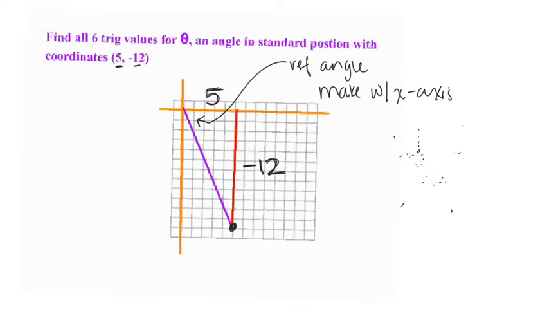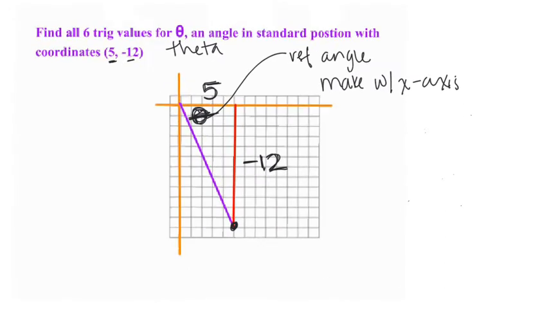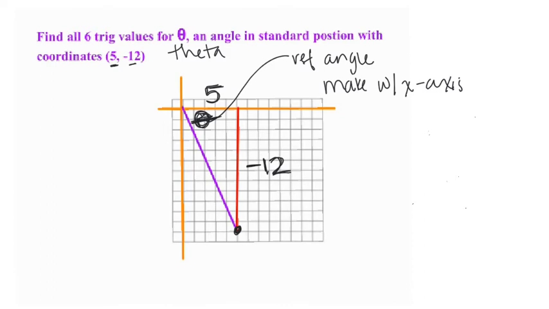I need a bigger eraser here. And we are going to find all 6 trig values for this angle theta, and we don't need to know the angle theta to make this work. So this is your angle theta in here. It's the one that makes the reference angle. Remember, that word is theta. The first thing we need to do is find the length of the hypotenuse. So that's purple. The hypotenuse length will always be positive.